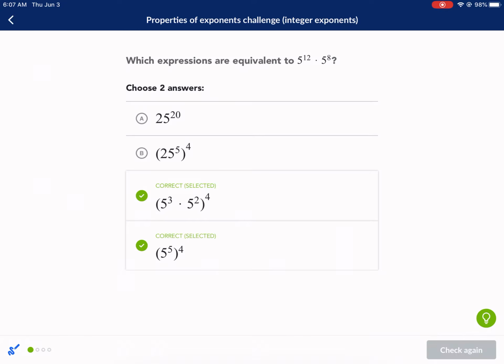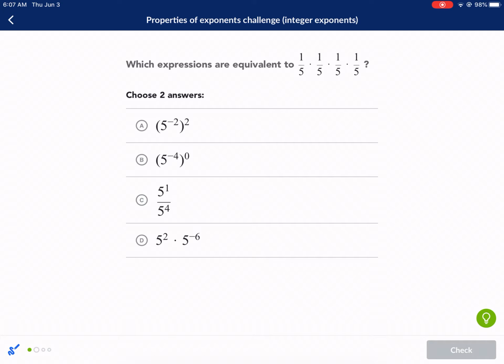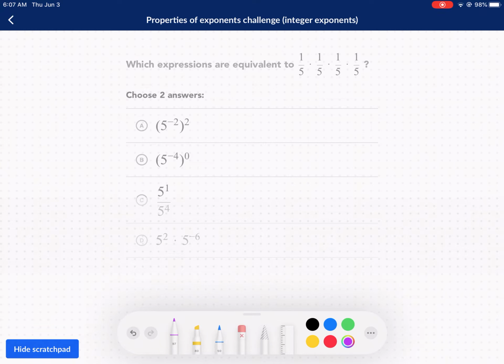Okay, I'm going to go probably a little bit quicker from here on out. Which expressions are equivalent to 1 over 5 times 1 over 5 times 1 over 5 times 1 over 5? I was trying to say 1 over 5 and 1/5 at the same time, for the record. Now, 1 over 5. That's the same thing as a negative exponent, 5 to the negative first power. That's equal to 1 over 5 to the first power. Just in the same way that 5 to the negative 3 is the same thing as 1 over 5 to the third power, or 1 over 125. Okay? So that's what the principle of negative exponent is.